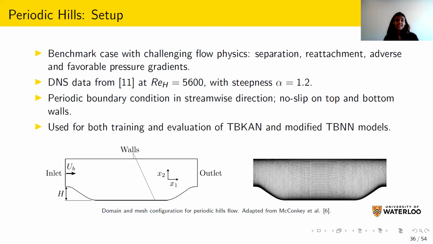For the last case, the periodic hills, this is another benchmark case with flow separation, reattachment, and adverse pressure gradients. The DNS data is taken for a Reynolds number of 5,600, and we have a periodic boundary condition in the streamwise direction and no slip on the top and bottom walls. For both training and evaluation, we're using the TB-CAN and the modified TBNN models.